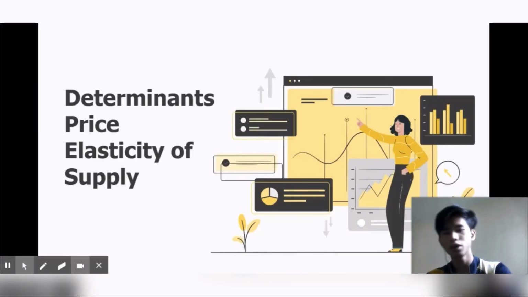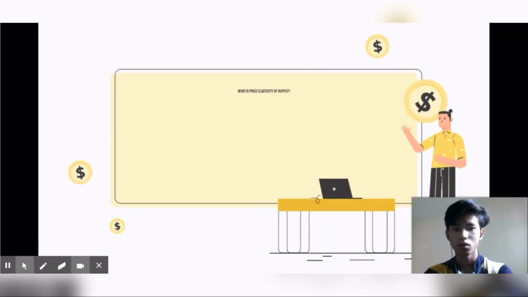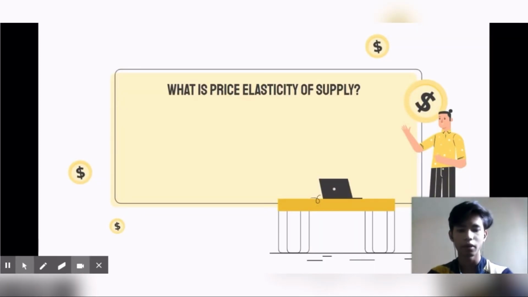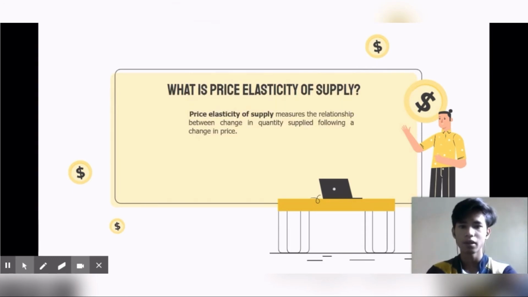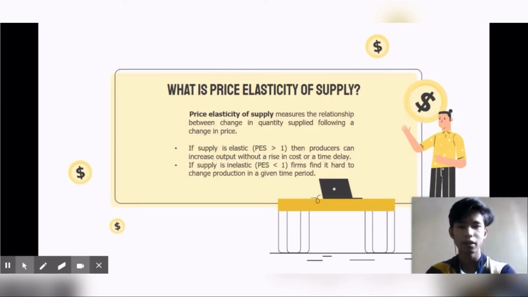Okay, today we talk about determining price elasticity of supply. What is the price elasticity of supply? Price elasticity of supply measures the relationship between change in quantity supplied following a change in price. If supply is elastic, then producers can increase output without any risk or time delay. But if supply is inelastic, firms find it hard to change production in a given time period.